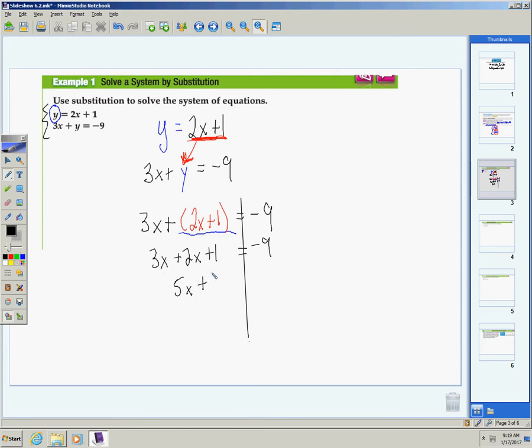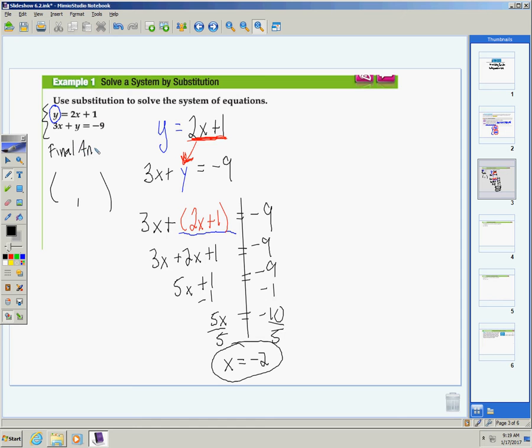Then I'm going to subtract 1 from each side. Remember, negative 9 minus 1 will give me negative 10. Divide each side by 5, and you get x equals negative 2. So now I know x equals negative 2. But remember, we're trying to find this point where the two equations are equal. So my final answer always needs to be a coordinate pair. So I've found the x value, but now I still need to find this y value.